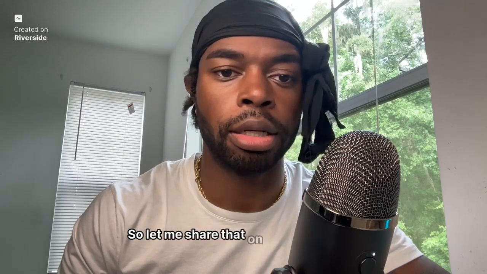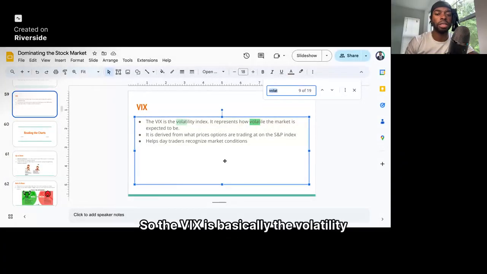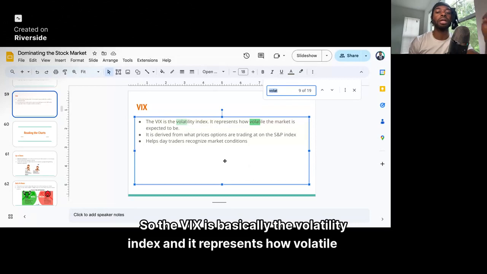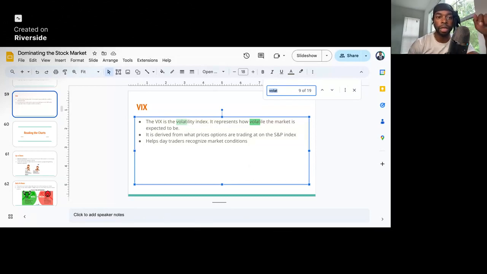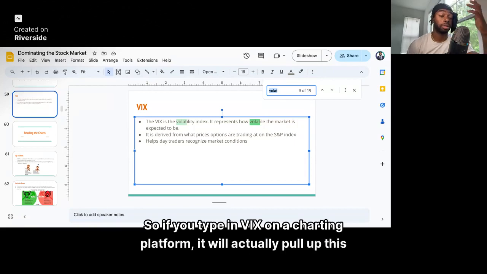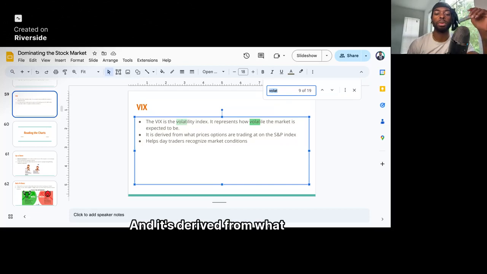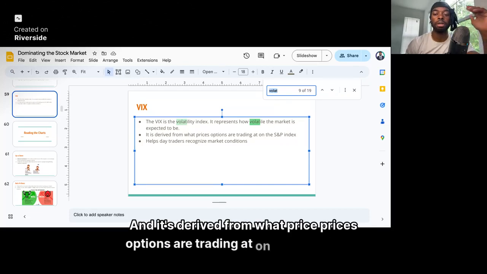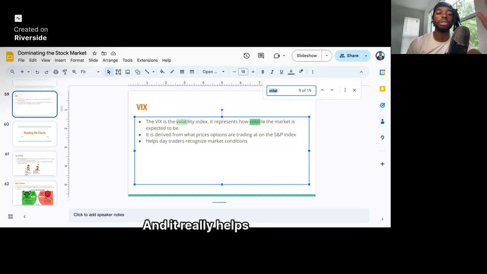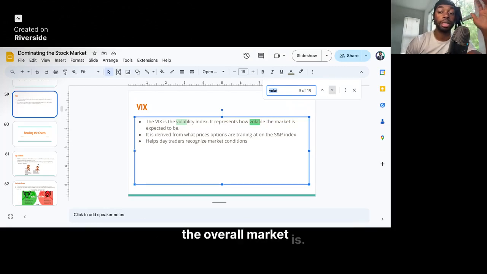So, let me share that on the screen now. So, the VIX is basically the volatility index, and it represents how volatile the market is expected to be. So if you type in VIX on a charting platform, it will actually pull up this chart of the VIX, the volatility index. And it's derived from what prices options are trading at on the S&P index. And it really helps day traders and investors recognize market conditions. So this is something very useful for looking at the picture and how volatile the overall market is.